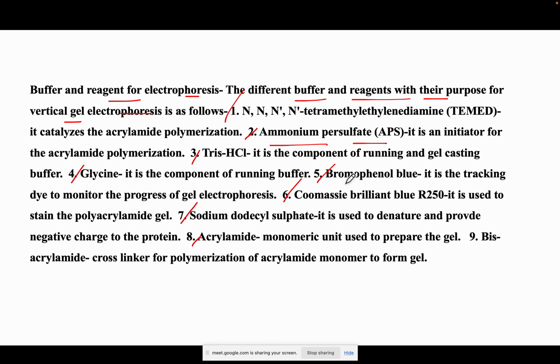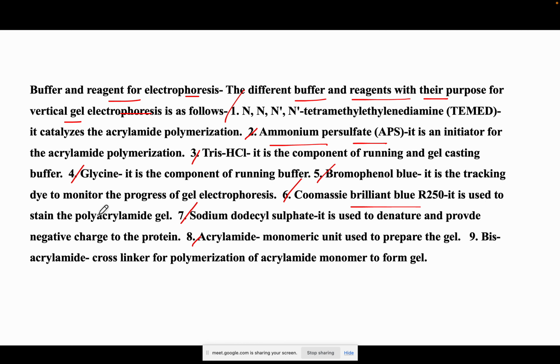Bromophenol blue is the tracking dye to monitor the progress of gel electrophoresis. Whenever you are adding a sample, in the sample loading buffer you are also adding bromophenol blue, so that whenever the dye passes by, you will be able to see the blue dye coming down. So you will be able to track that your proteins or the gels are running and how much it has progressed.